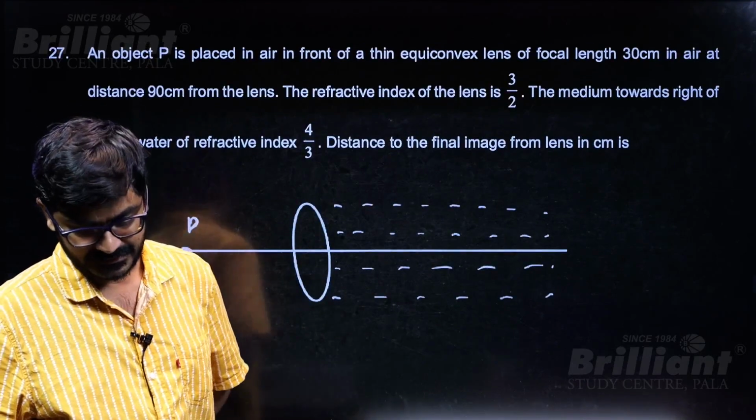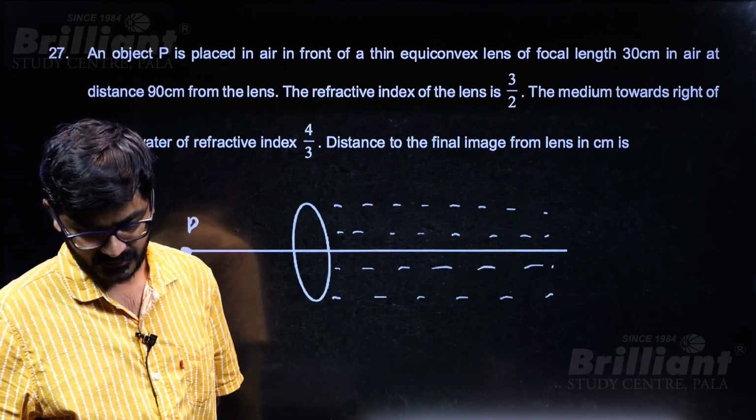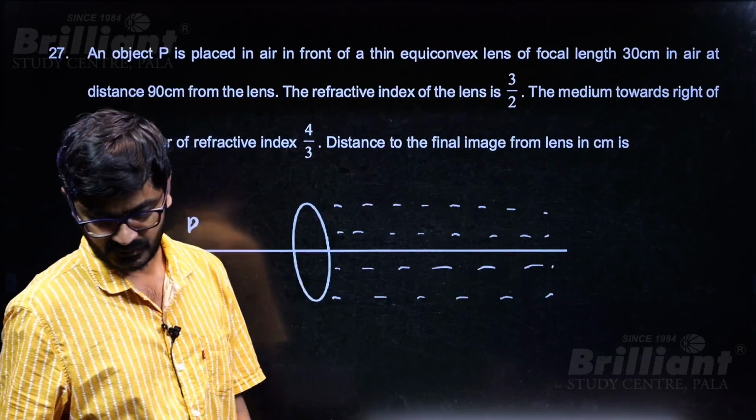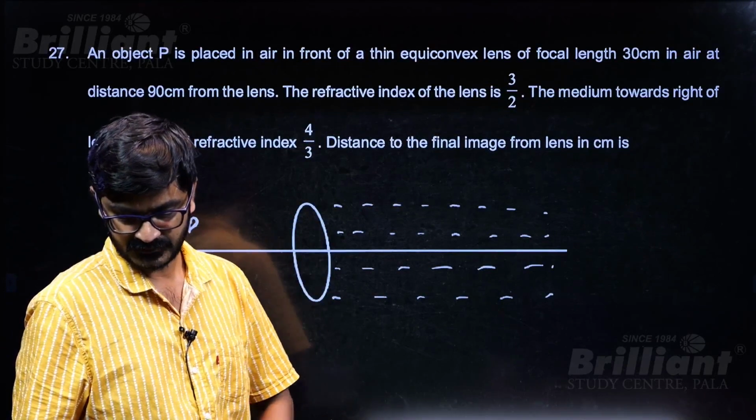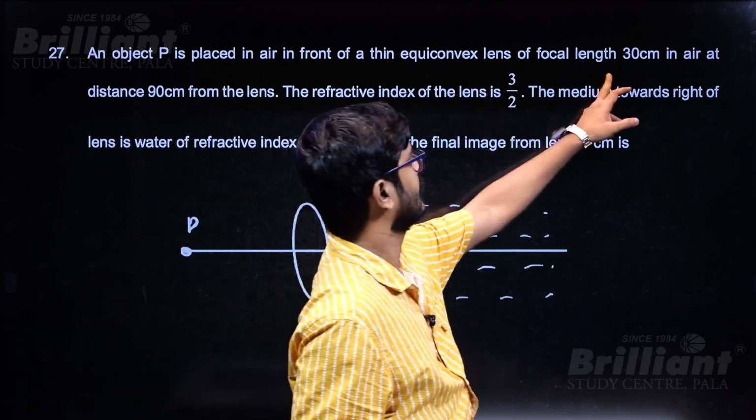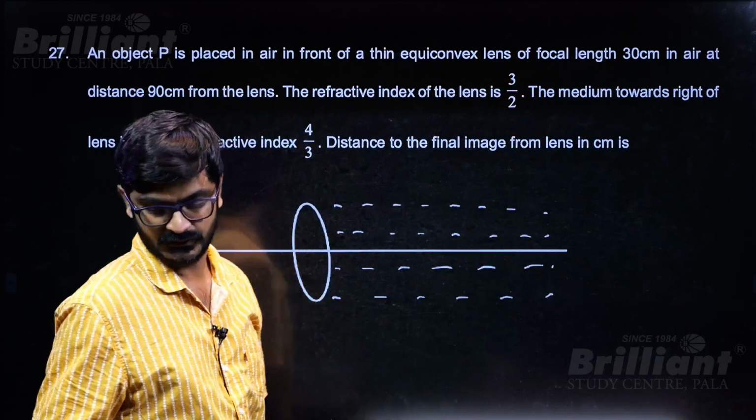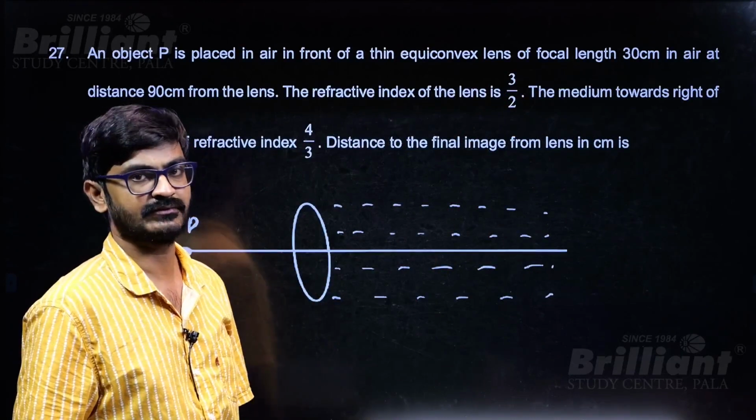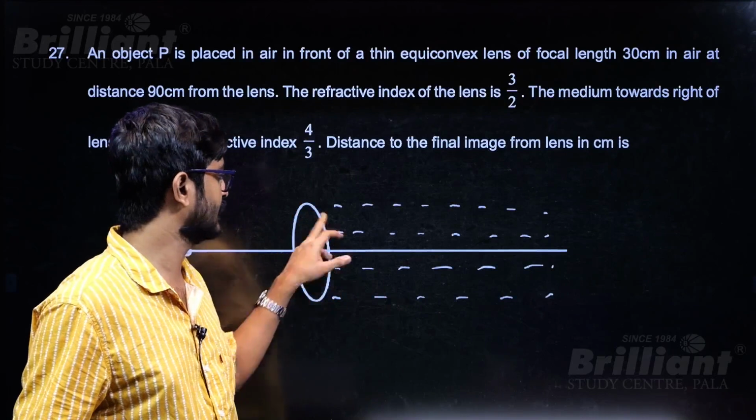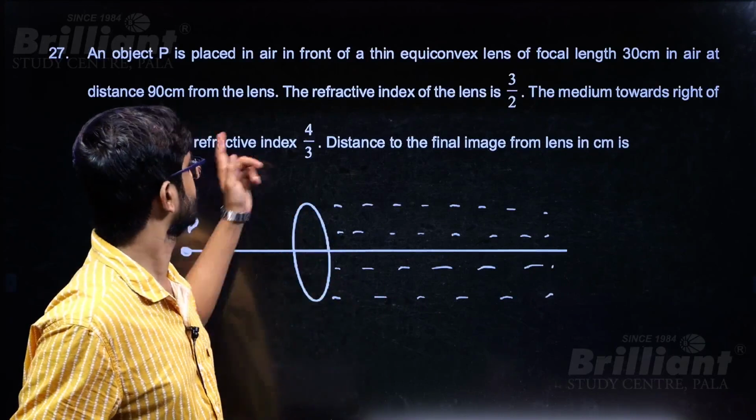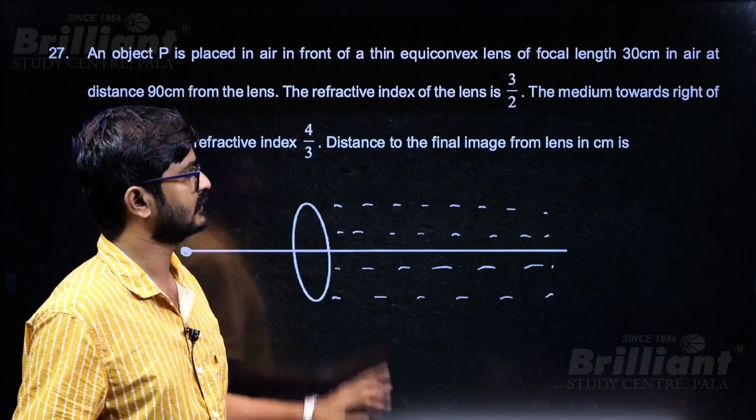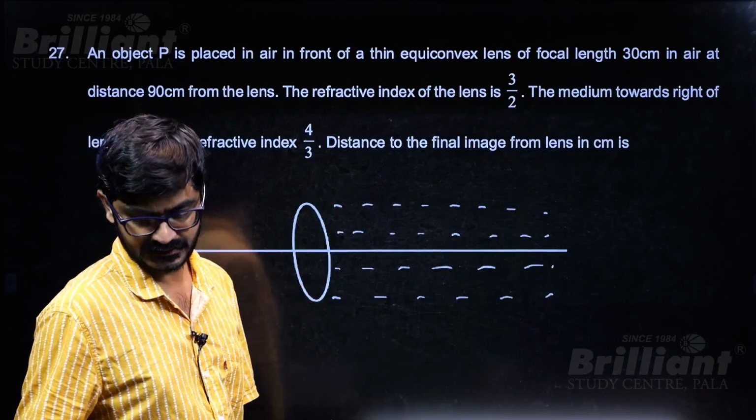An object P is placed in air in front of a thin equiconvex lens. Equiconvex, so the radius of curvature of both sides will be the same. Focal length 30 centimeter, and refractive index 3/2. That will give you radius of curvature 30, which I will prove later. For the time being, take both radii of curvature as 30 centimeter. So this medium is of refractive index 3/2 and this is 4/3.